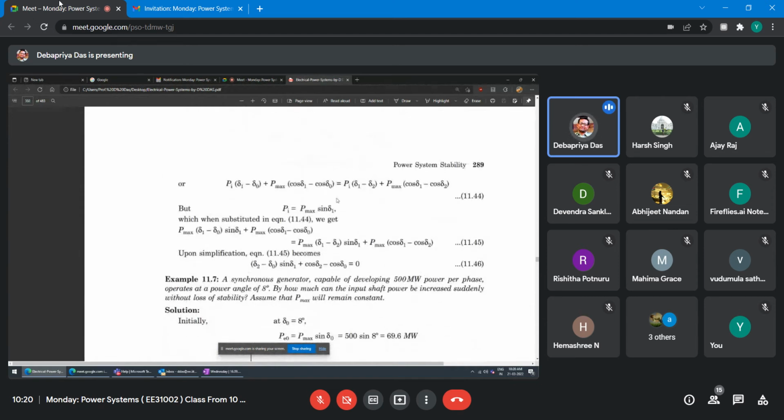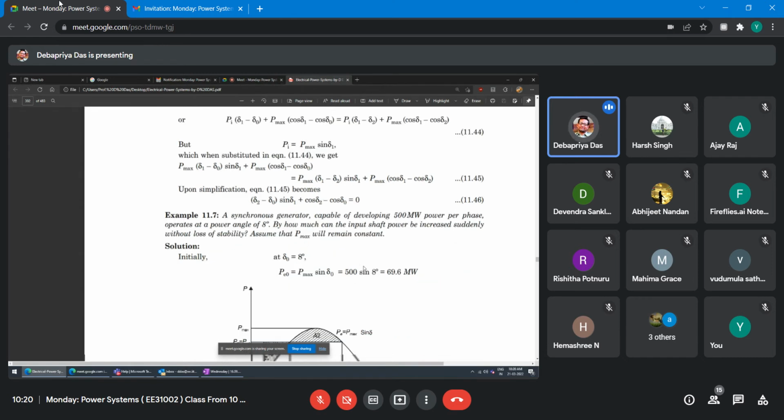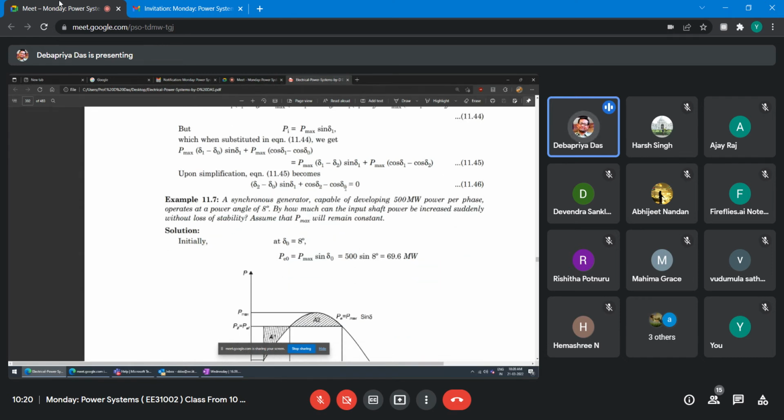Put all these things and simplify, then what do we get after simplifying? (Delta 2 minus delta 0) sine delta 1 plus cos delta 2 minus cos delta 0, right, is equal to 0. This is a nonlinear equation. Delta 0 will be known, right? Suppose delta 0 is known, and delta 1, delta 2 may be unknown, so an iterative process is necessary. But this is a nonlinear equation. So this is the condition valid for this equal area criterion.